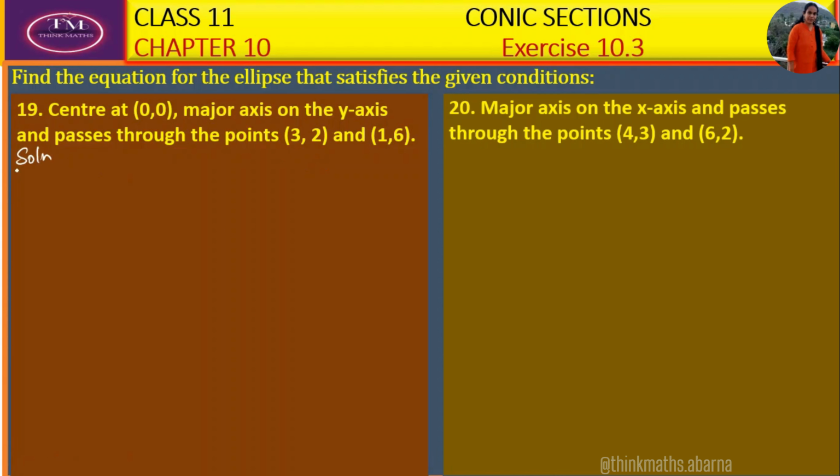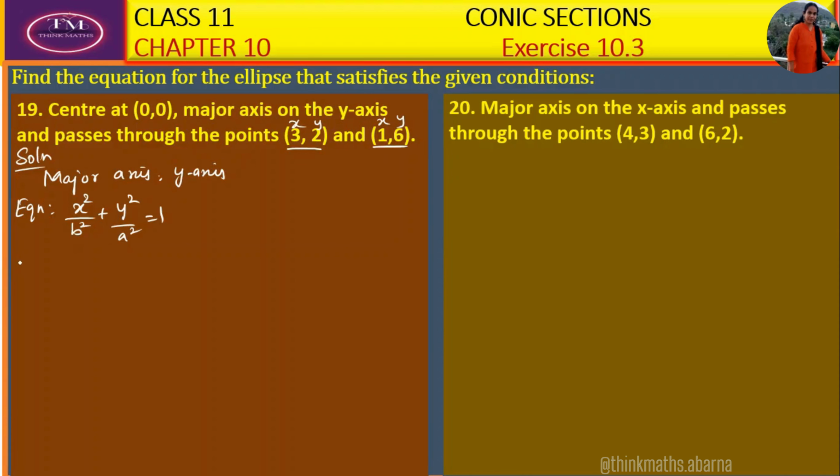Now, what is given? It is given that the major axis is the y-axis. So therefore, what is the equation? The equation is x square by b square plus y square by a square equal to 1. This is the equation. It passes through 2 points. That means these are the values of x and y.